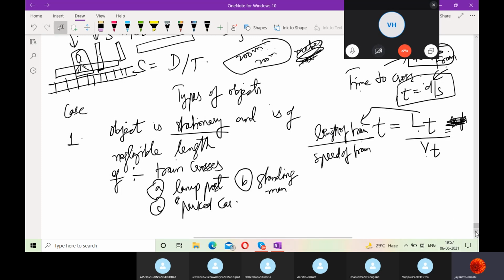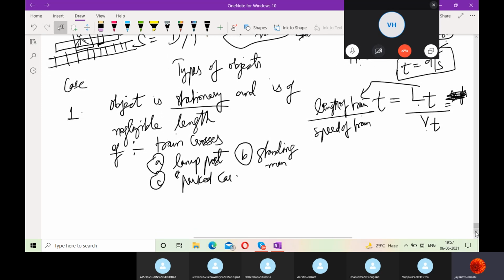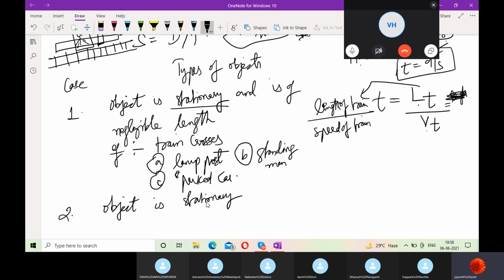Okay. Point number 2. The object is stationary, but the object has certain length, and is of some length. All of you please make a note of all this.